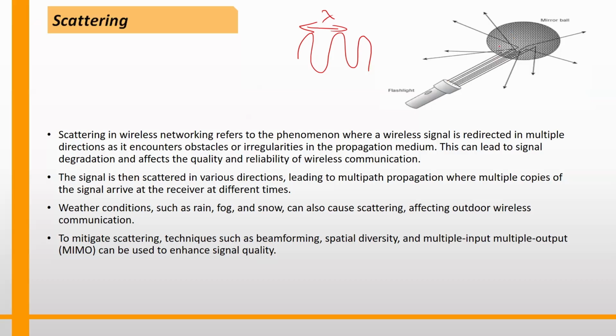So that is when scattering happens on small particles or irregularities, and the wave gets deflected in multiple directions. So that's what scattering is. Scattering is most effective when the wavelength is comparable to or smaller than the size of the particle.